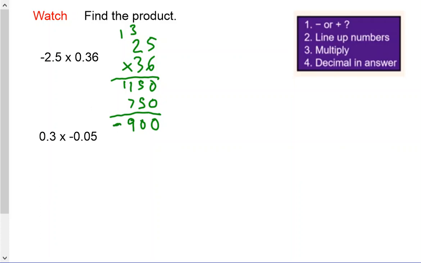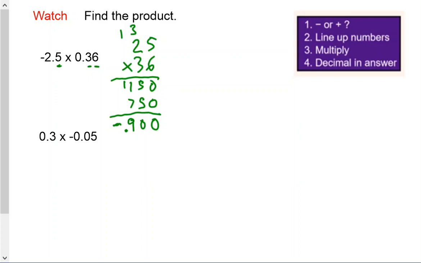And then we go back and figure out where our decimal goes. In our problem we've got 1, 2, 3 numbers to the right of the decimal. So our answer needs to have the same. And we get 900 thousandths for our answer.